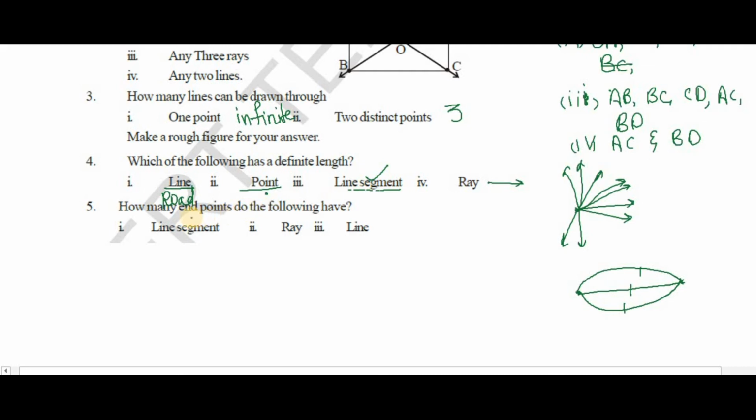Now what is the next question he is asking? How many endpoints do the following have? Okay, so line segment has 2 endpoints. Ray has 1 endpoint. Line has no endpoint. Because line is like this. Road only. So starting we don't know, ending also we don't know. That is the reason no endpoint. Ray has 1 endpoint. How can we say that? From the sun you are getting rays. So that is the reason this one has 1 endpoint. The starting place we know. We don't know the ending place. Line segment, the example we selected, scale. We know where it is starting and we know where it is ending. So that is the reason it has 2 endpoints. Is it okay, children? Now we will move on to the next question.